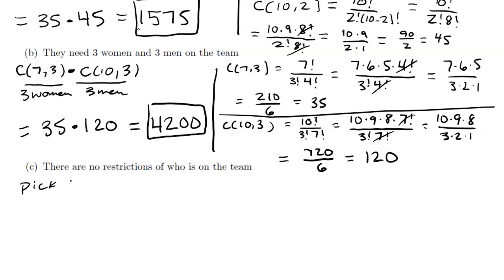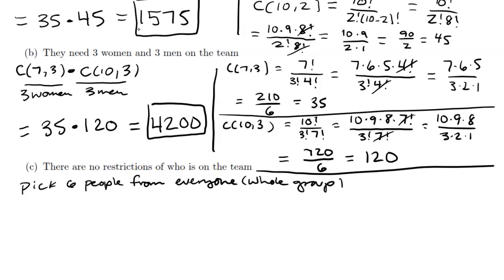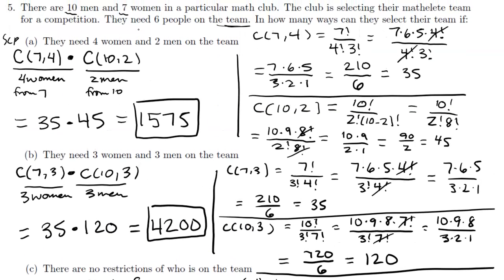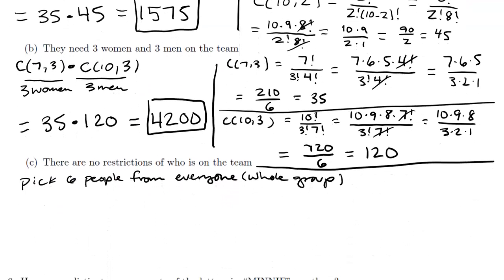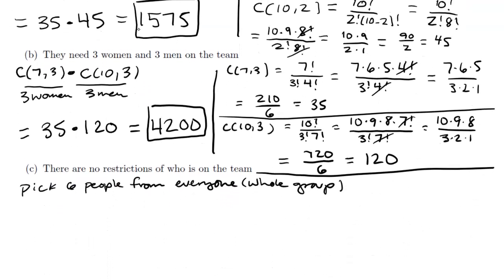So pick 6 people from everyone. That whole group. Well, what is the whole group? Well, the whole group is the men combined with the women. We had, let's see up top, we had 10 men and 7 women. So then all in all, I'm going to have 10 plus 7. There's 17 total people.